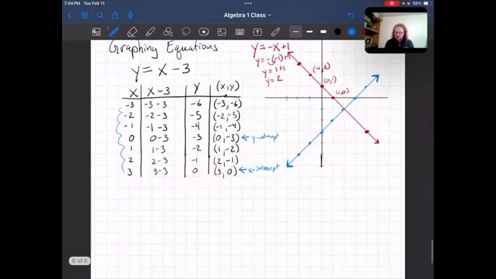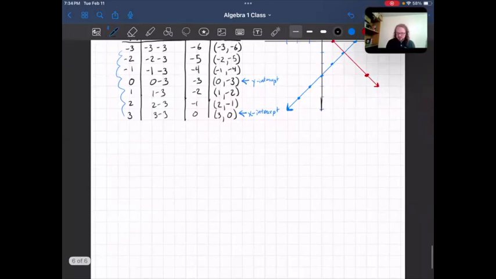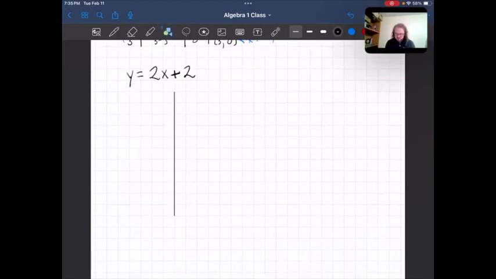Let's do another example. I want to show you just a little bit more of how this works, because we're getting to what will be kind of the normal way that you're going to think about graphing lines for a little while. Let's go 2x plus 2. I'm going to draw a graph, some arrows.